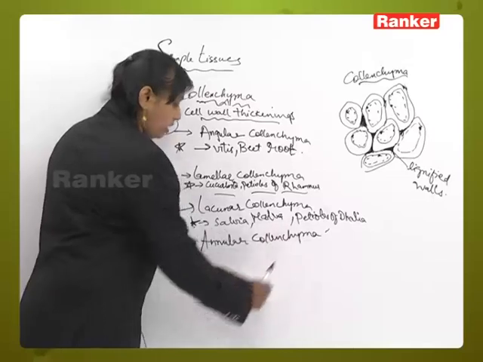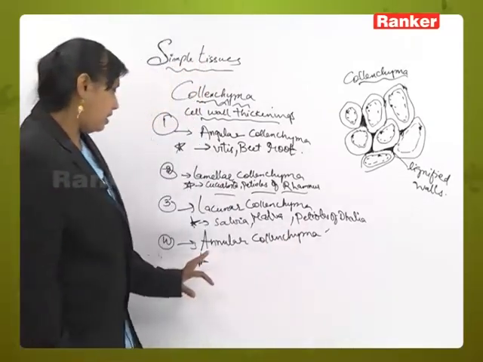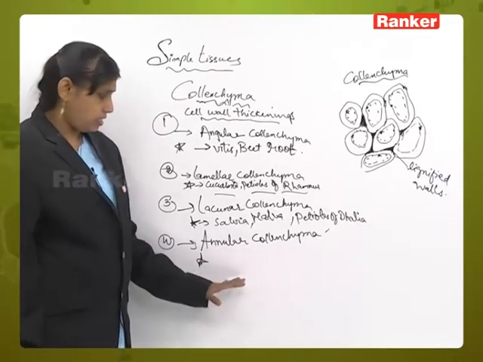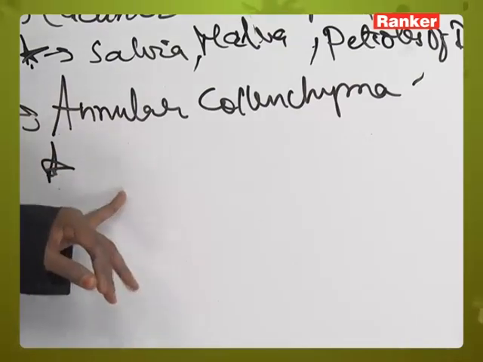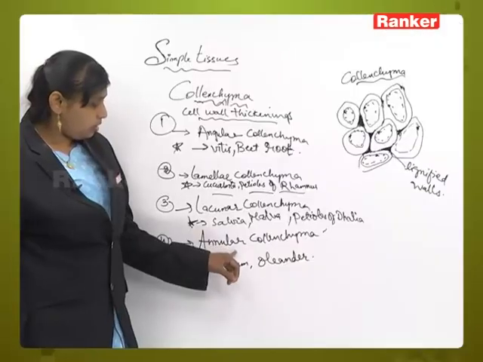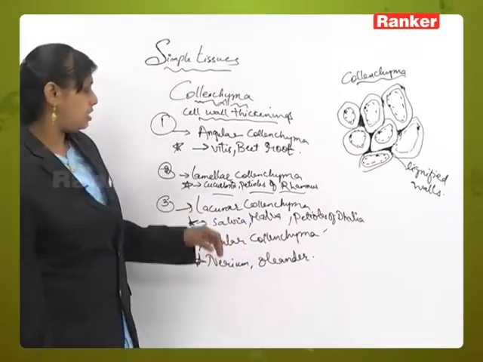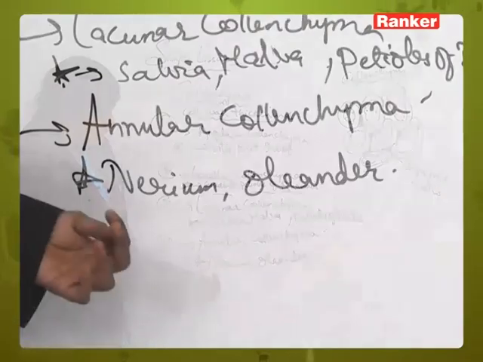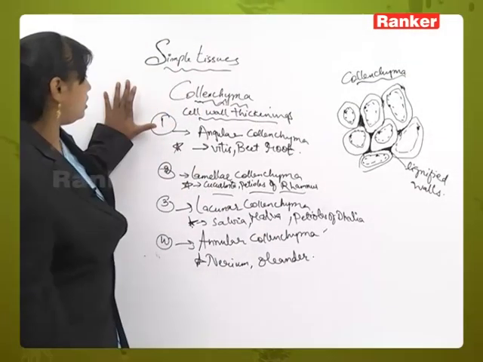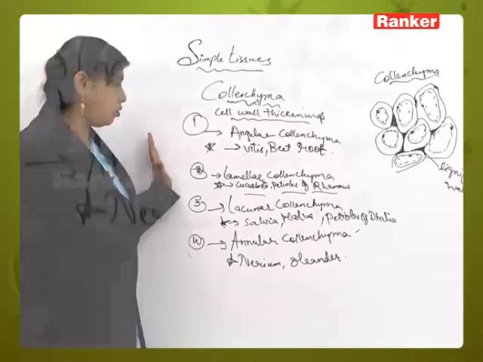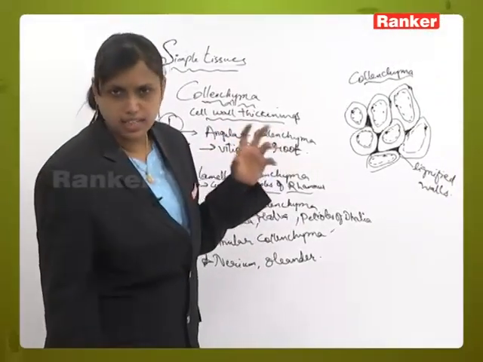Another one is annular Collenchyma. In annular Collenchyma the cells are isodiametric, and intercellular spaces of the same size are present in equal amount. Cell wall thickening is present. These are all uniform in occurrence, and here the examples can be taken as nerium and oleander. So, these are the 4 types of Collenchyma which are taken into consideration on the basis of the cell wall thickening depositions.